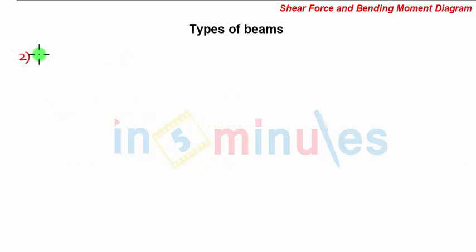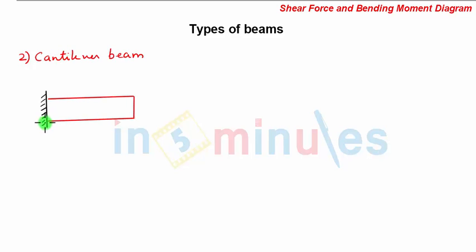Second type of beam is a cantilever beam. So as shown in the figure, a beam whose one end is fixed whereas the other end is free, there is no support, can be called your cantilever beam.